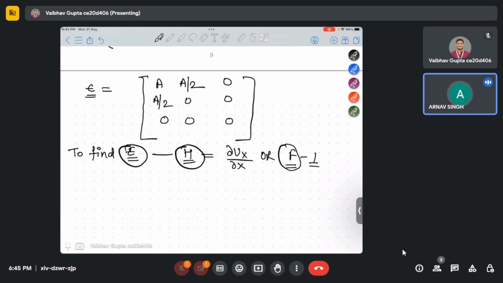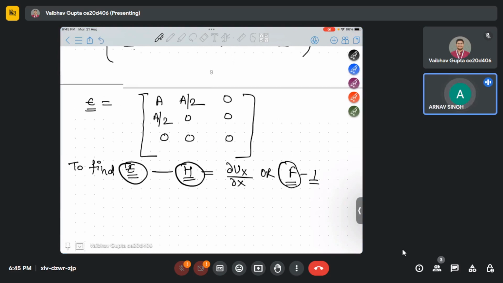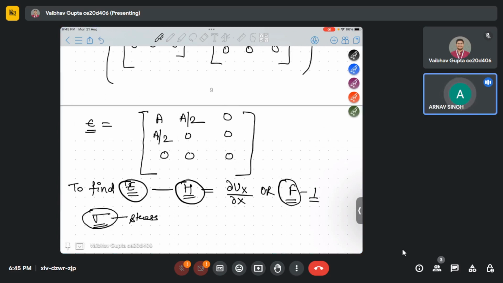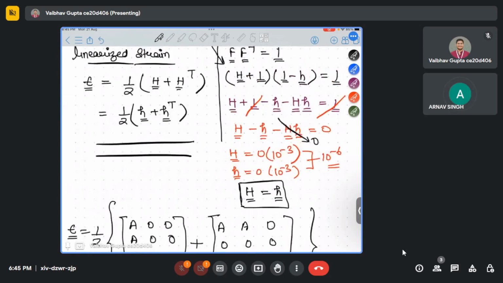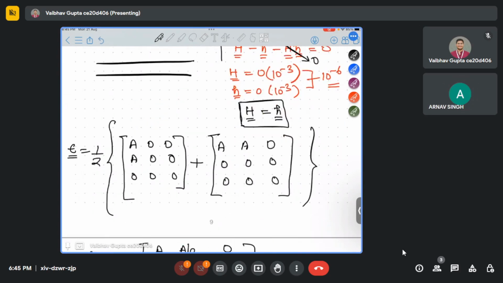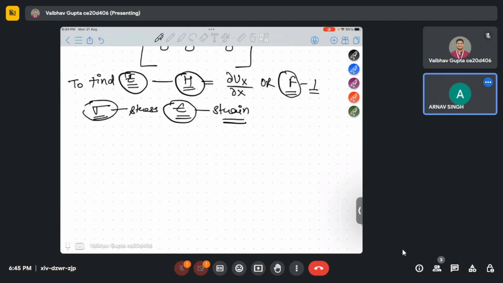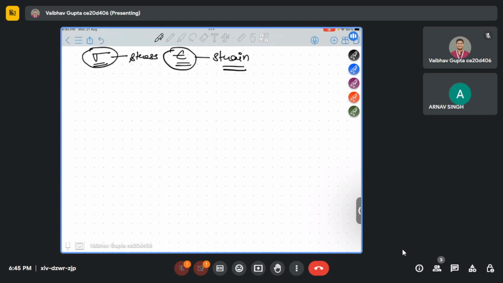Understood? Sir, are you now finding stress or strain? Strain. Stress is sigma. Sir, you just put the formula, half of (H plus H transpose)? Yes, only I put the formula. And why have I used this formula? I have told you why the order terms come here. What is the meaning of order? So moving next.